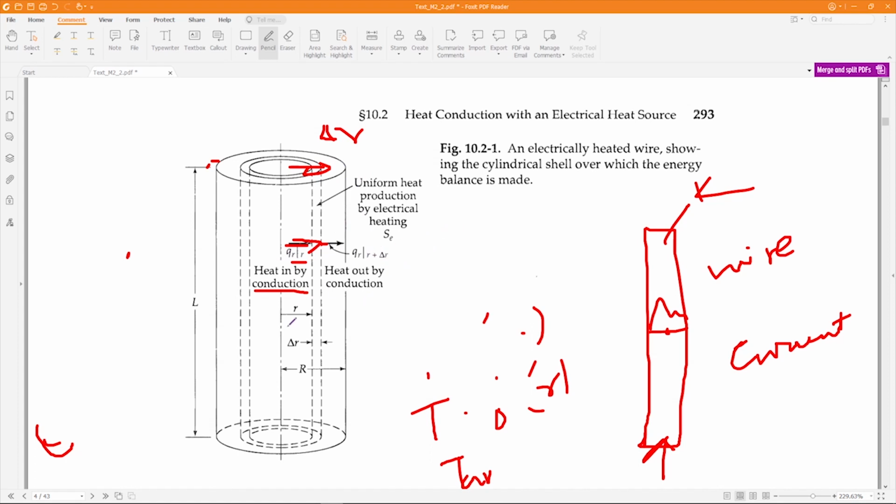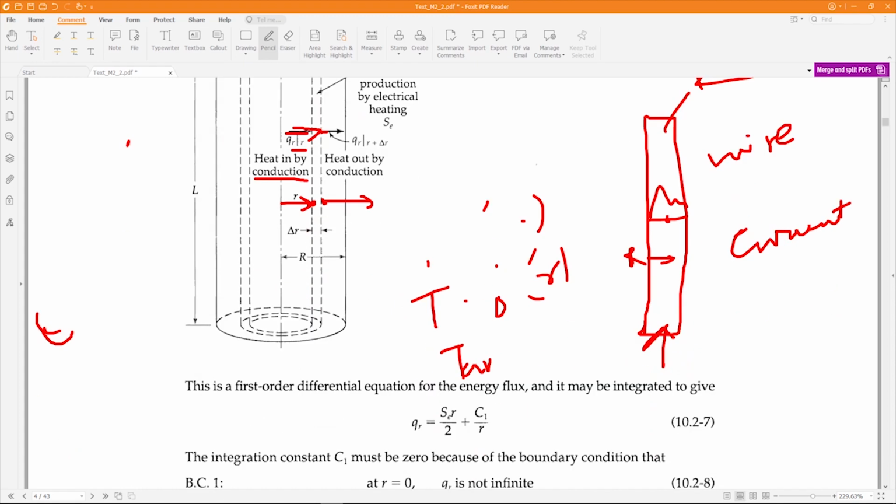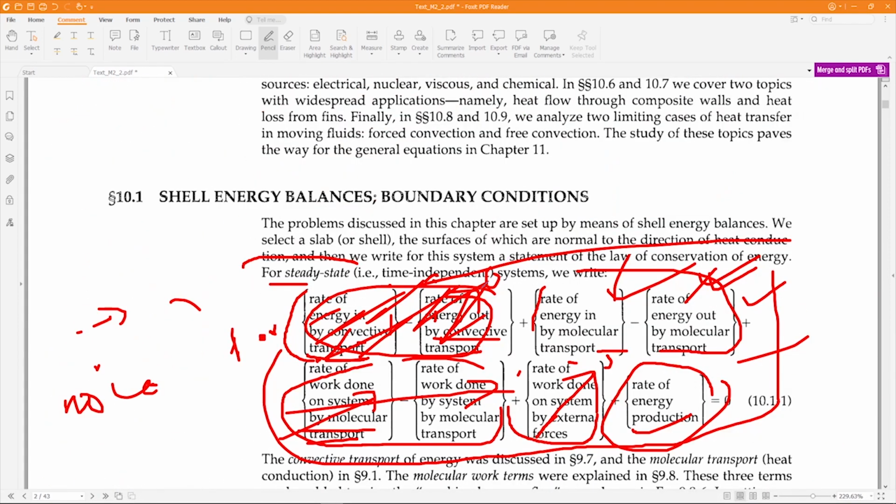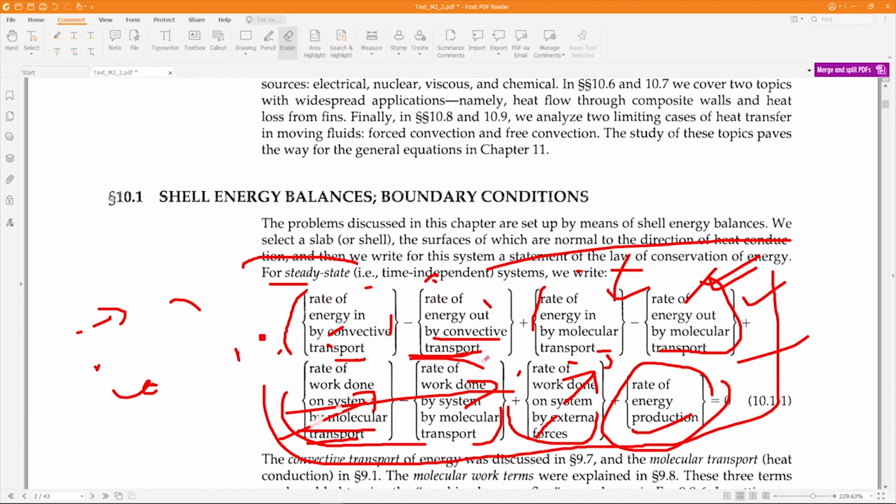So this is the small radius r, a variable r, we have taken. At this point, energy is going in due to conduction, and at this point, energy is going out by conduction. And this capital R is the actual radius of the wire. I will delete this first, clear up.